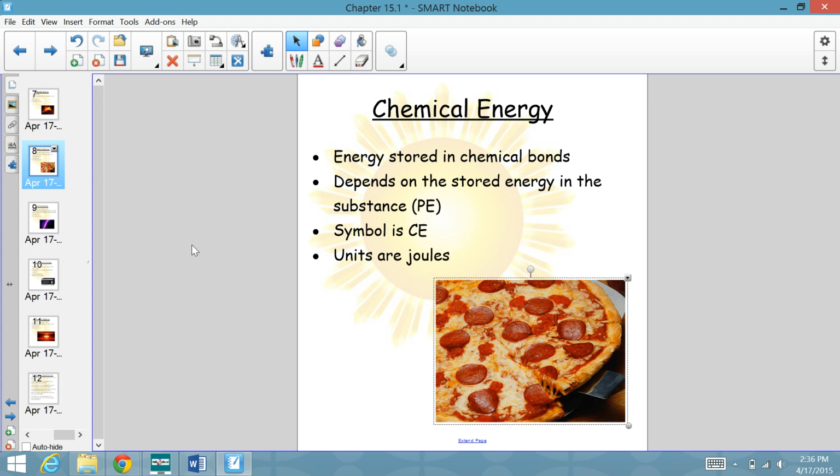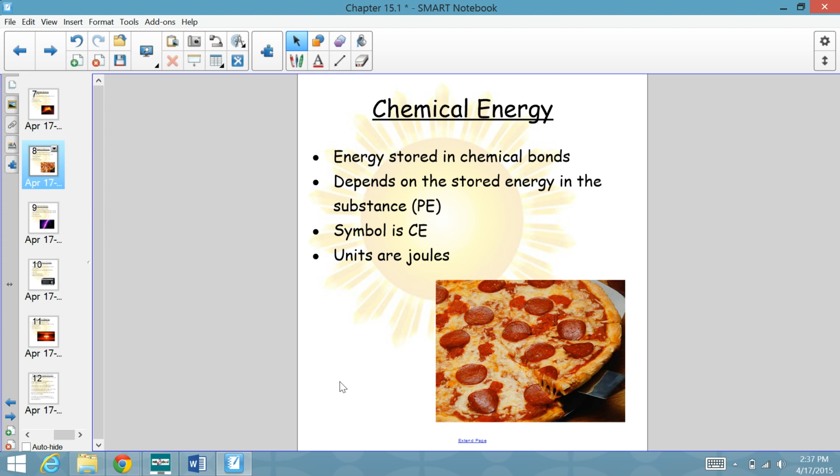The next main type of energy is chemical energy, and this is something we interact with every day. So chemical energy is energy that is stored in chemical bonds. And this depends on how much energy is stored within the substance, or how much potential energy is stored within those chemical bonds. As we learned in our chemistry units, some atoms like to be bound to one another, and they store a lot of chemical energy between them. And some atoms don't like being bound together, and they don't store very much chemical energy between them, and they're easy to break up. So it really depends on what atoms and molecules we have bonded to each other. The symbol is CE for chemical energy, and the units are joules.